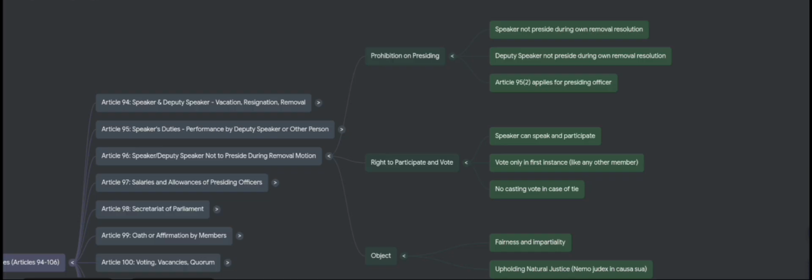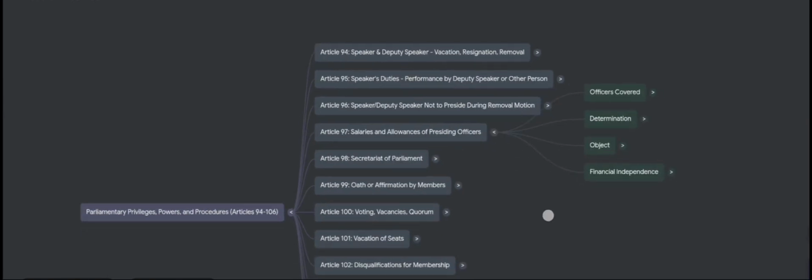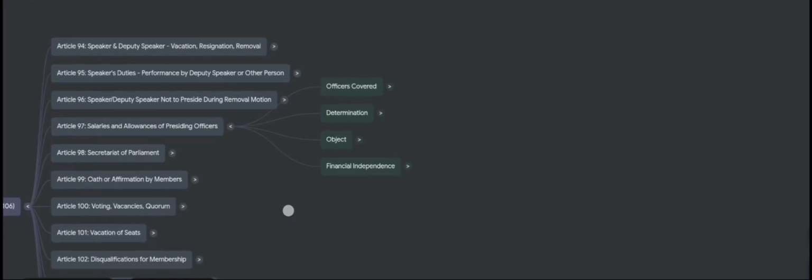With the roles and rules clearer, let's talk about how the Constitution ensures these key figures can actually do their jobs without financial pressure. That brings us to Article 97, covering salaries and allowances. This article covers the Speaker and Deputy Speaker of the Lok Sabha and also the Chairman and Deputy Chairman of the Rajya Sabha. So it's about compensating the top legislative roles in both houses.